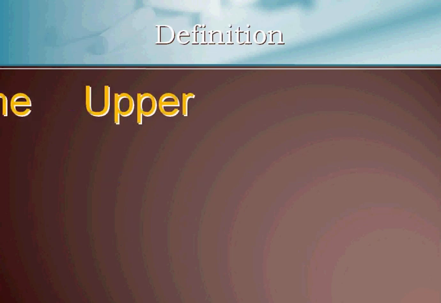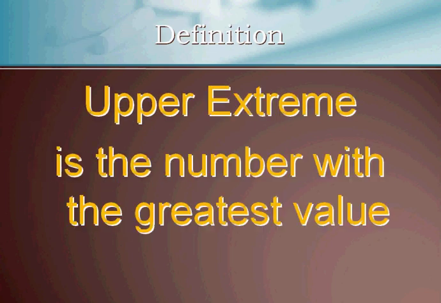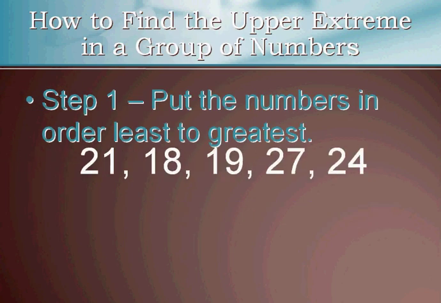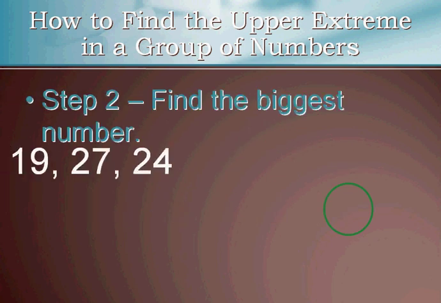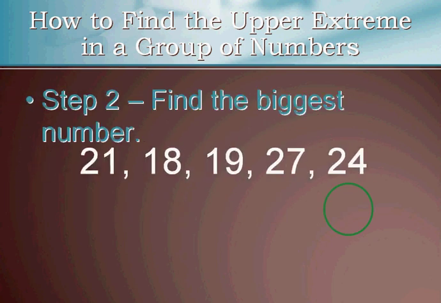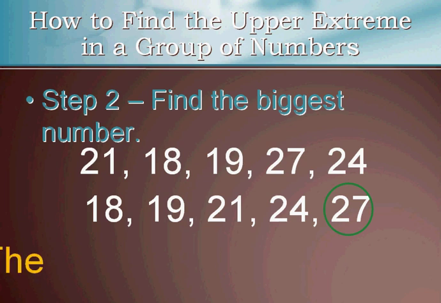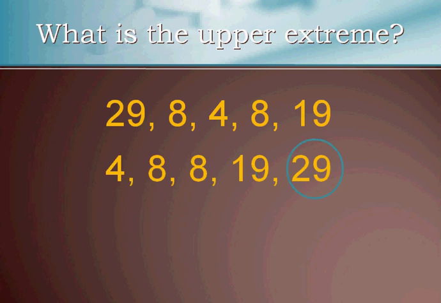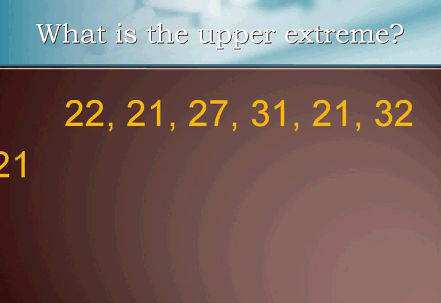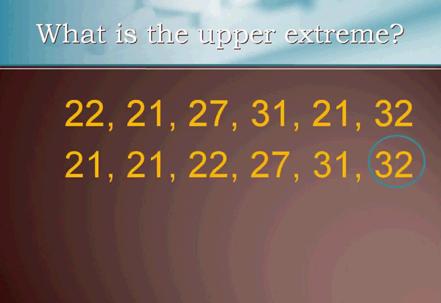Upper extreme is the number with the greatest value. I'm going to put the numbers in order and find the number with the greatest value. For the upper extreme, we put the numbers in order and find the number with the greatest value. Upper extreme, the biggest number.